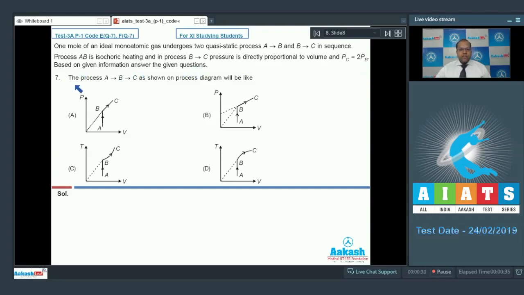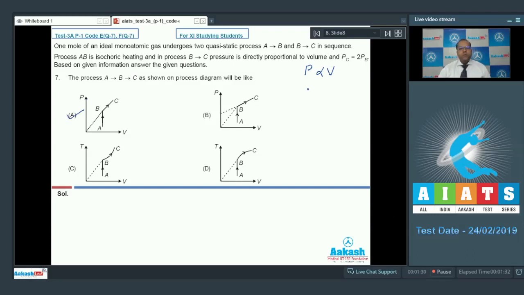So in question number 7, the process ABC as shown in the process diagram will be like, so we have to find out the relation between P and V and T and V. As I see, the process AB is isochoric heating, so volume is constant and the temperature is increased, then the pressure will increase. So AB is the right representation, and in the process BC, pressure is directly proportional to volume. So P is proportional to V. So if P is proportional to V, then it is a straight line equation passing through the origin. So option A is correct and B is wrong.